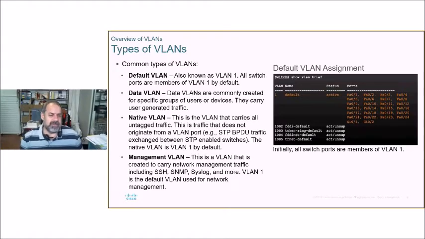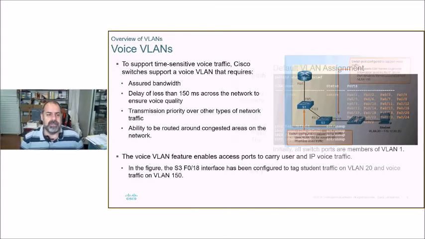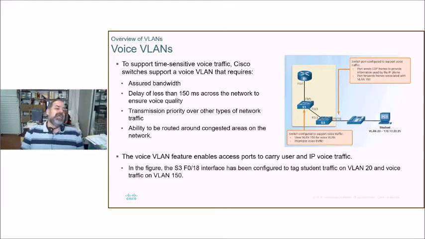And of course, there is another one that's a voice VLAN for VoIP. Okay, which is this slide. To support time-sensitive voice traffic, Cisco switches support a voice VLAN that requires assured bandwidth, a delay of less than 150 milliseconds, transmission priority over the other types of traffic, and ability to be routed around congested areas on a network. So the voice VLAN feature enables access ports that carry user data and voice traffic at the same time.